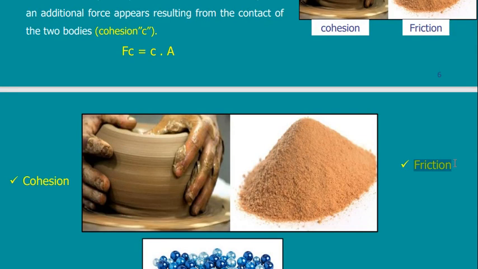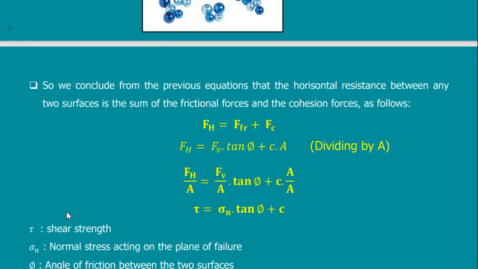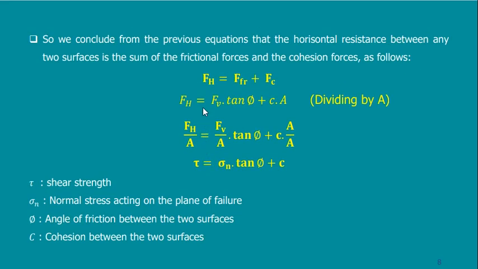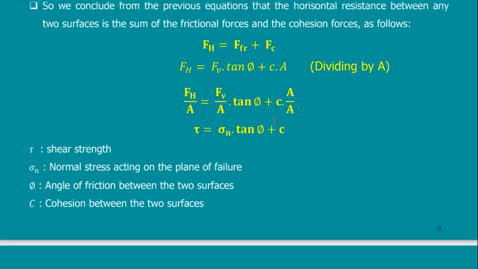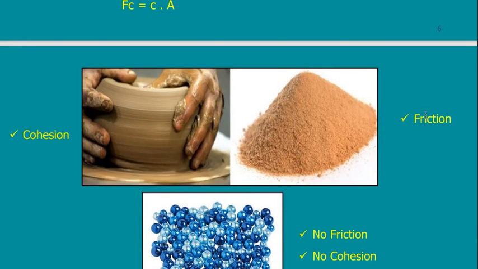So friction is measured by phi, the angle of internal friction. Cohesion is measured by C, which is the cohesion between the particles. These two together are presented in an equation given by scientists: the shear strength of the soil equals the normal stress of the soil multiplied by tan phi, the phi that we have just discussed, plus C. This is the C and this is the phi.